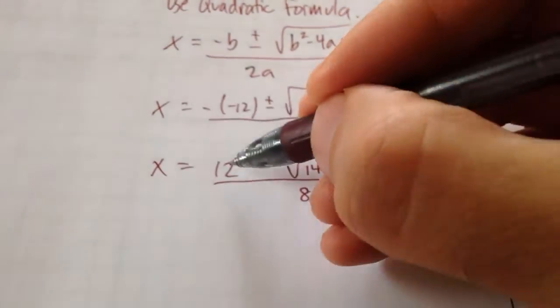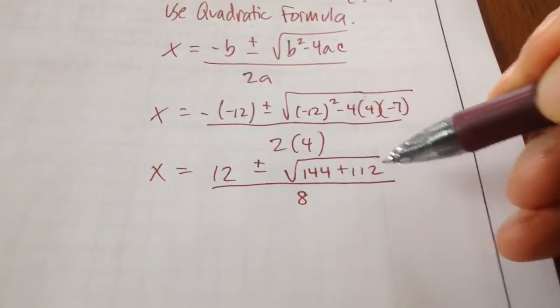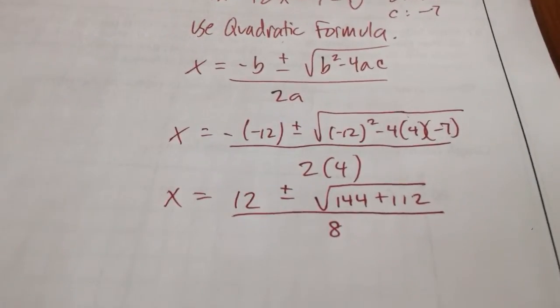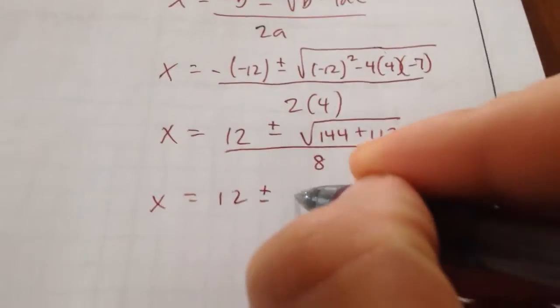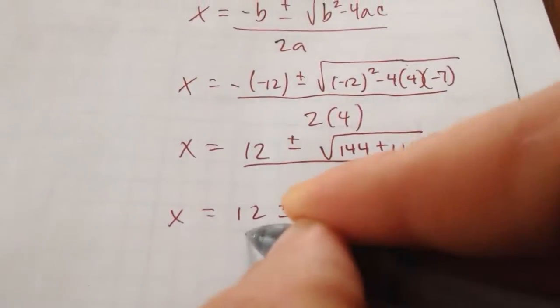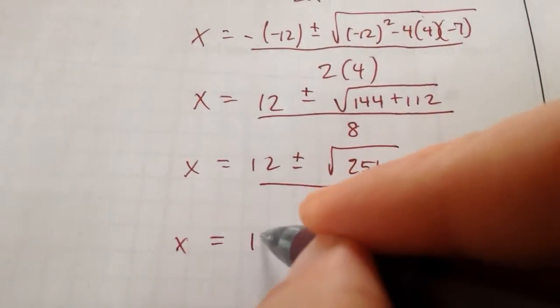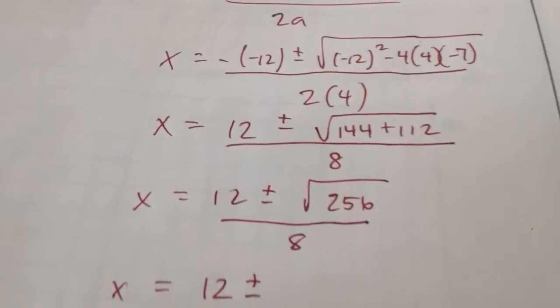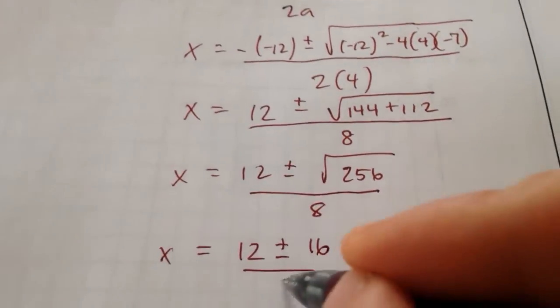Simplifying the next row, I get positive 12, 144, and then all of this is going to simplify to plus 112. 144 plus 112 is going to give me 256. 12 plus or minus the square root of 256 all over 8. Now I'm just going to simplify the square root of 256 because this is a perfect square, and I get 16.